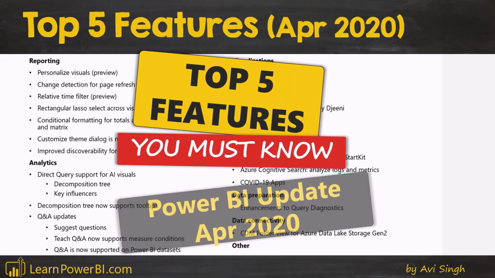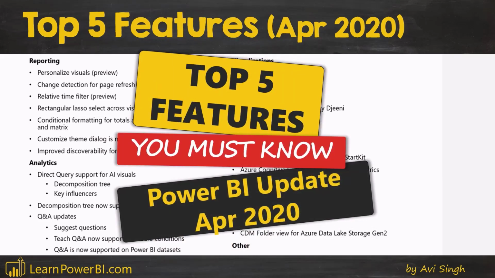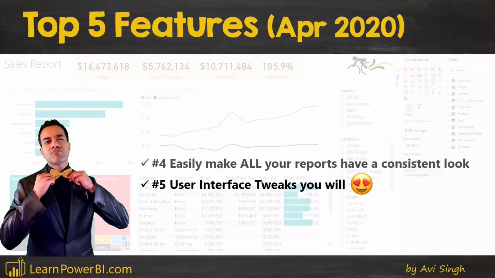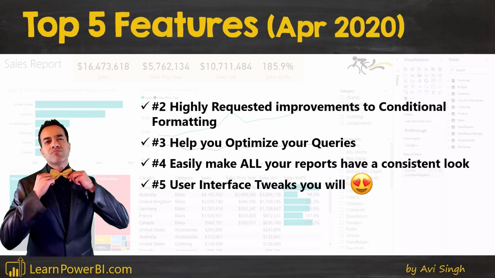These are the top 5 features you must know about in the latest Power BI update of April 2020. Now, these features pack quite a bunch. Our number 5 feature here is a user interface tweak you're going to love. Number 4 will help you easily make all of your reports have a consistent look. Number 3 is something that's going to help you optimize your queries and help them run faster and better. Number 2 is one of the most highly requested improvements to conditional formatting.